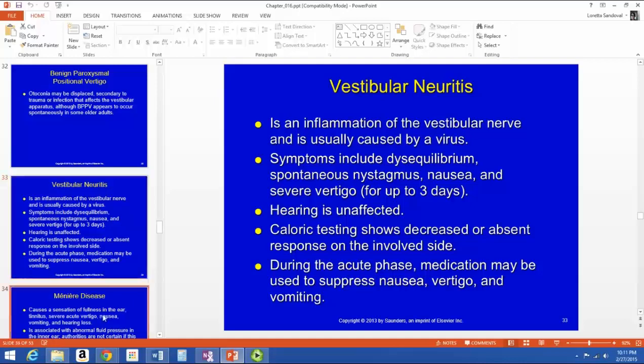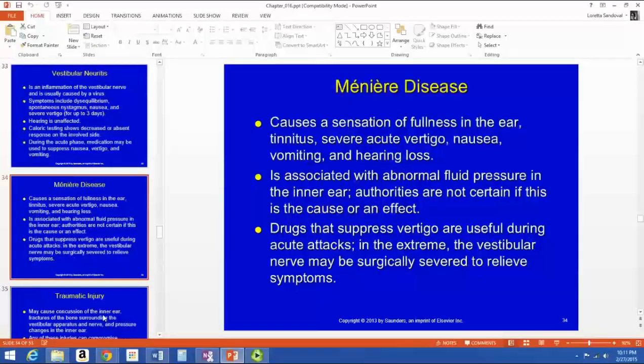So Meniere's disease, it causes a sensation of fullness in the ear, tinnitus, which is the ringing in the ear, severe acute vertigo, nausea and vomiting, and hearing loss. And hearing loss is one of the most debilitating things about Meniere's disease. It's associated with abnormal fluid pressure in the inner ear, and they don't know what causes it. So it's idiopathic.